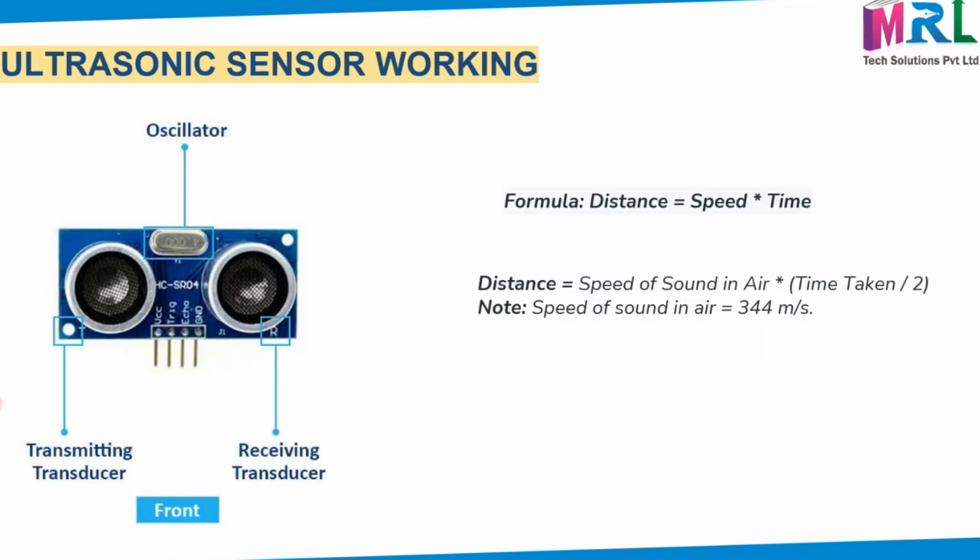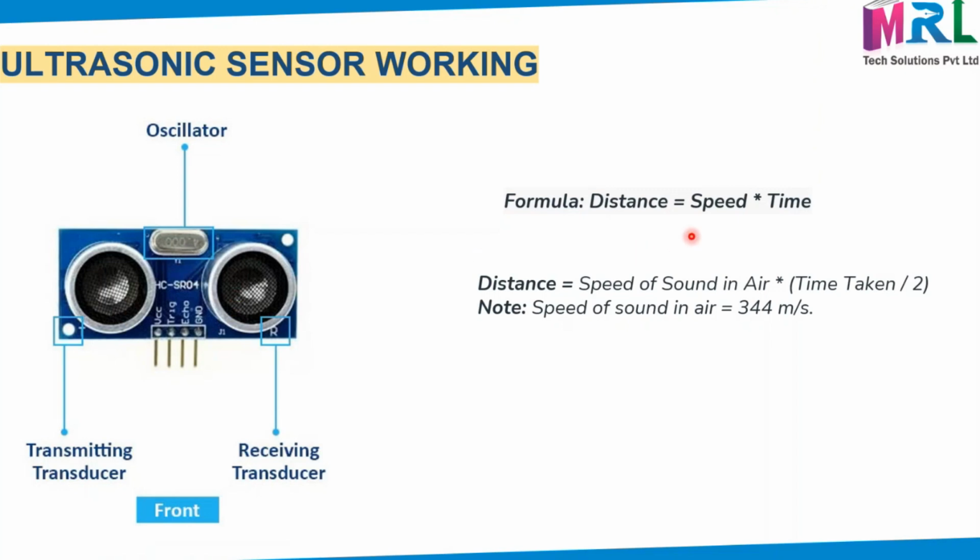In your ultrasonic sensor, you have a T represented here, that is called the transmitting transducer. It will transmit the signal, and this is the receiving transducer. It will receive the signals after reflecting back from the object. And this one, the tablet-like part, is called an oscillator. It will send the high frequency, around 40 kilohertz, I think. An oscillator is a device that will send high frequency signals, or any frequency. So that is the working of the ultrasonic sensor.